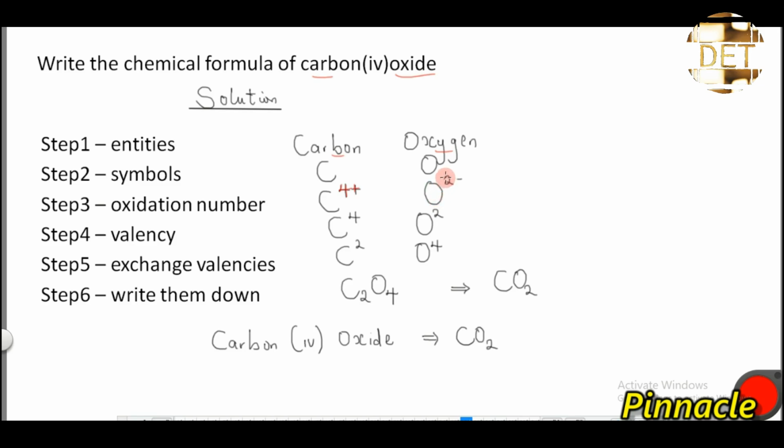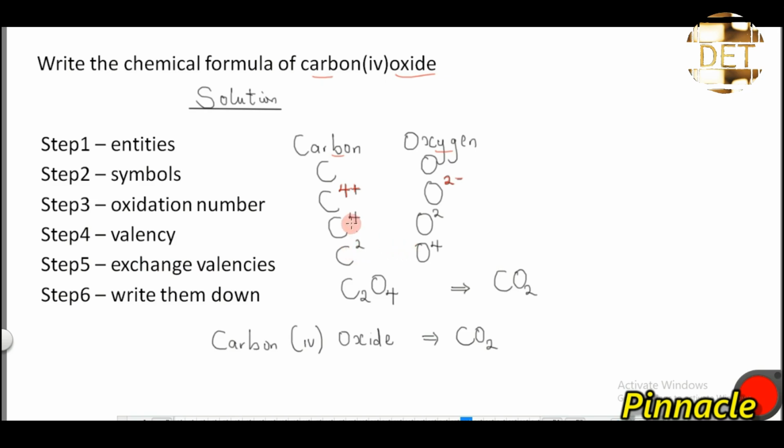So that's why we have 2 minus here. Then the next step is to write out the valency. Like I said, remove the charge. If you remove the charge, clean up the charge, what you will have is what? Valency. So the valency of carbon is 4 in this compound, and oxygen is what? 2. Then the next step is to exchange the valencies.